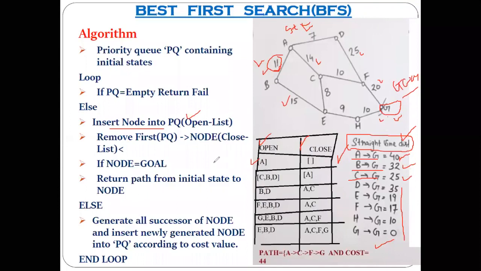The next thing that should be done is: remove the first node from the PQ, means remove the first node from the open list. You can call it the PQ also. Now, the first node in the open list, or the priority queue, is A. Correct? If you remove it, where will it go? Into the closed list. Correct or not?